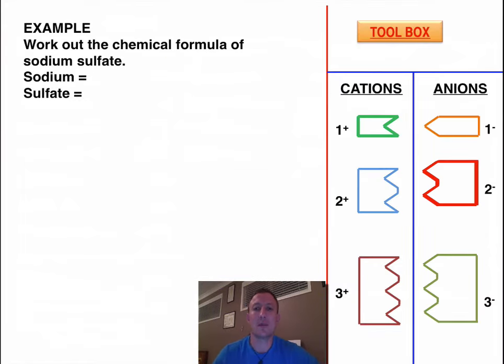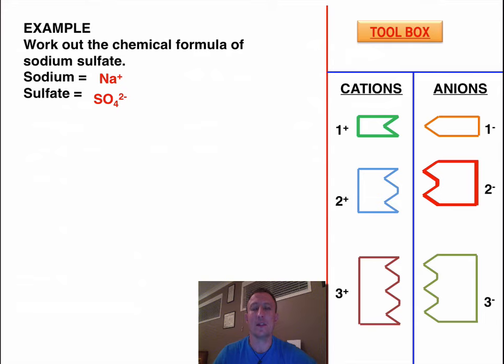I'm only going to show you one example because by this stage you'll understand what we're trying to do. All we're doing is using different shapes. In this example, we're going to work out the chemical formula of sodium sulfate. Remember that the sulfate is a complex ion. You've already had good practice with this, so it should be okay. First off, we need to determine what ions we're going to be using. The first one is sodium. We know that's Na+, so it's a 1+ ion. And then we've got sulfate, which is SO4 2-. So we've got a 1+ cation and a 2- anion.